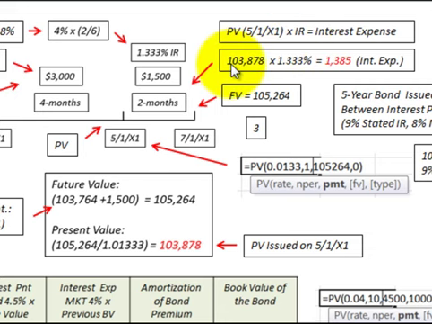So we have the present value here of $103,878 times the 1.33% interest rate, and we come up with $1,385, the interest expense for the period.